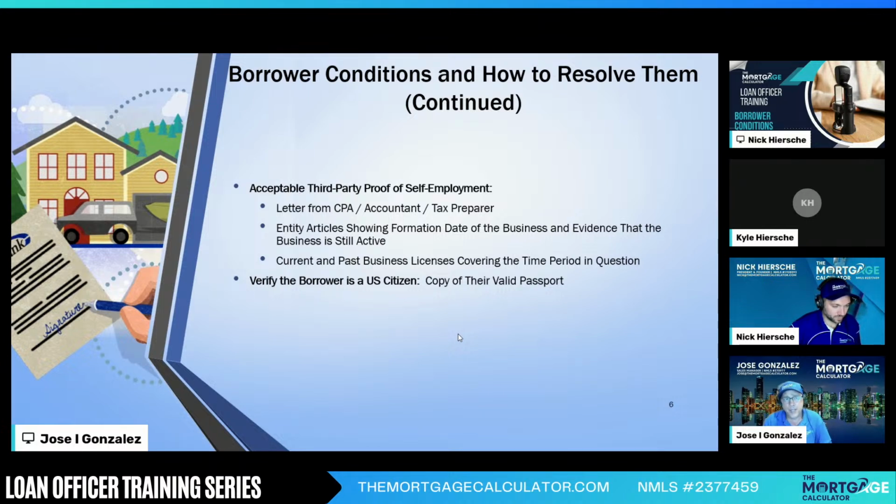And last but not least, a real easy one: verify the borrower is a U.S. citizen. We do get these requests sometimes for borrowers, for example, whose social security number may have been issued recently, and in these cases you may get conditions to verify their citizenship. Usually the easiest is to provide a copy of their passport, obviously an unexpired passport. Now there is a naturalization certificate, but you have to be careful with those because those really aren't supposed to be duplicated or copied. So worst case scenario, your borrower doesn't have a passport, you may be relegated to providing that document to prove that they're a U.S. citizen, but leave that as an item of last resort.